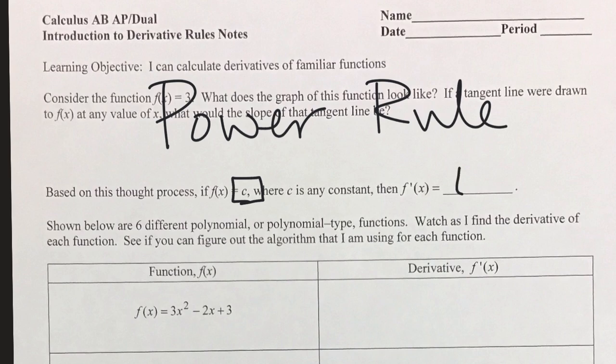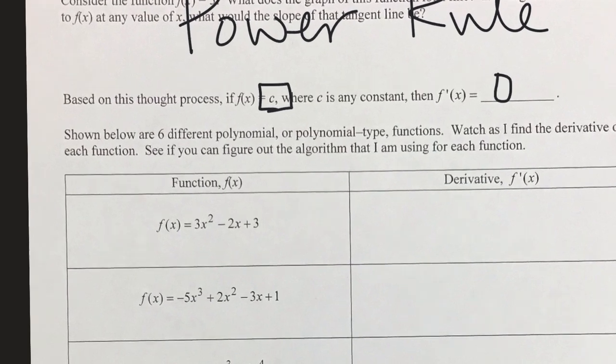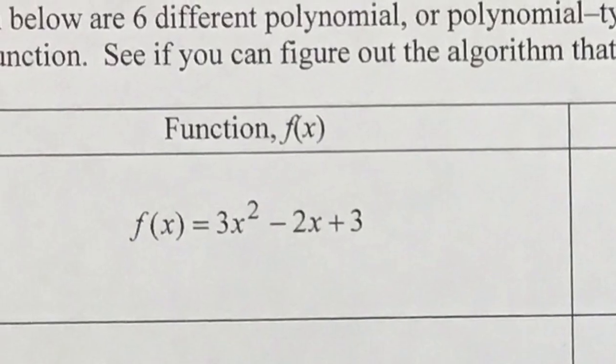The derivative of a constant is always 0. So anytime we have a number without a variable anywhere, then the derivative of that constant is 0 because the slope of a horizontal line doesn't change. So let's look at how we take the derivative of some of these polynomials.